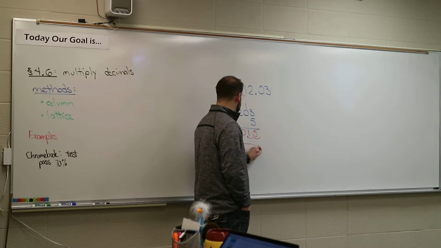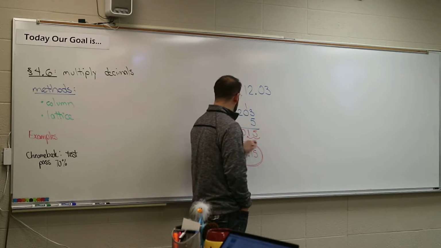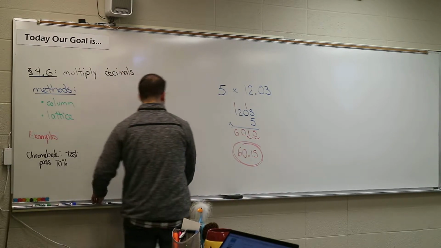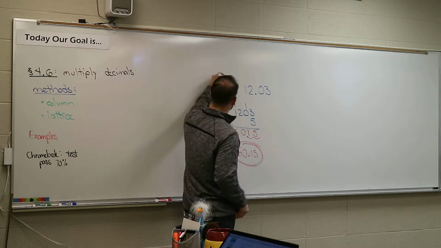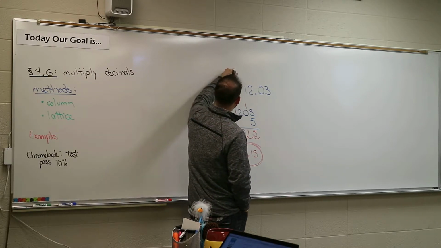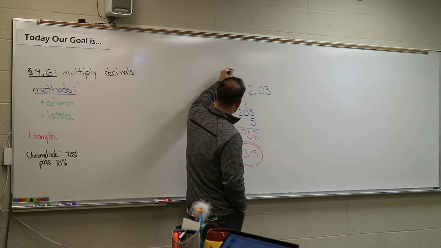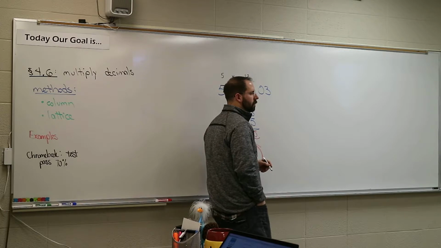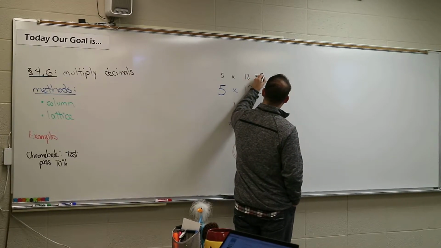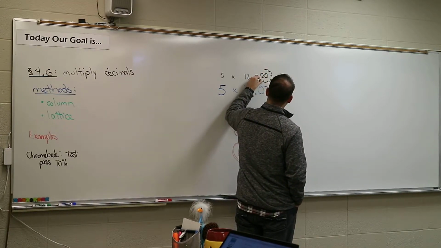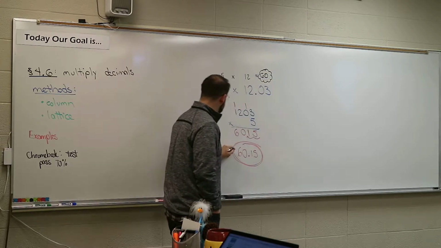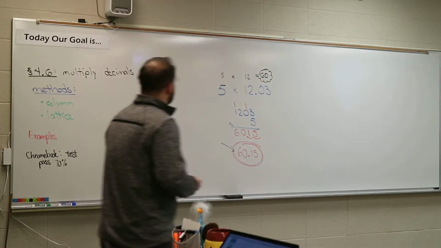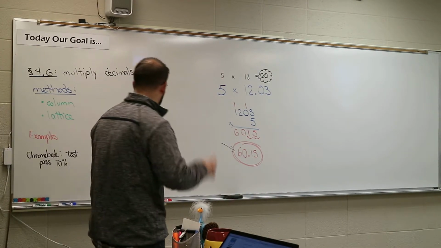Now, here's what I'd like you to think about before we move on. Does that answer make sense? Well, this number up here, let's just use common sense. This number is 5, right? It doesn't have a decimal. What is 12.03 really close to? 12. Check your multiplication chart. What's 5 times 12? 60. So my answer should be around 60. And look what we got. 60.15. It's really close. Okay, make sense? Yep. Okay, let's do another one.